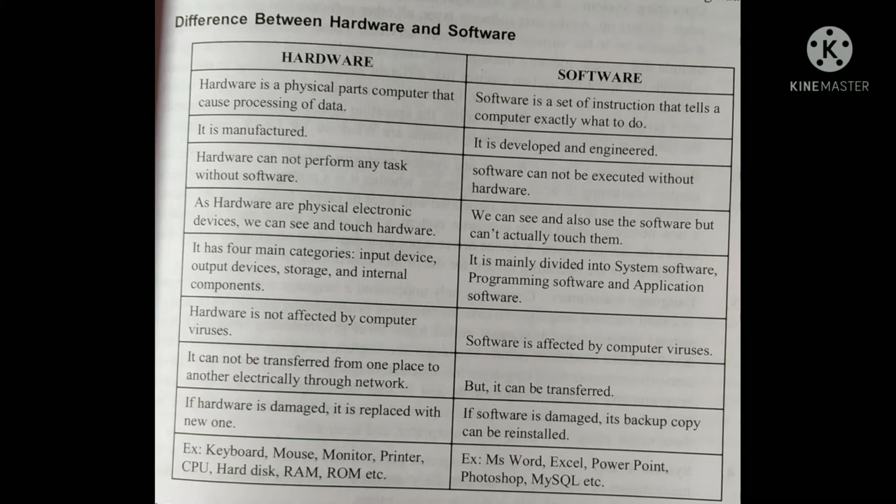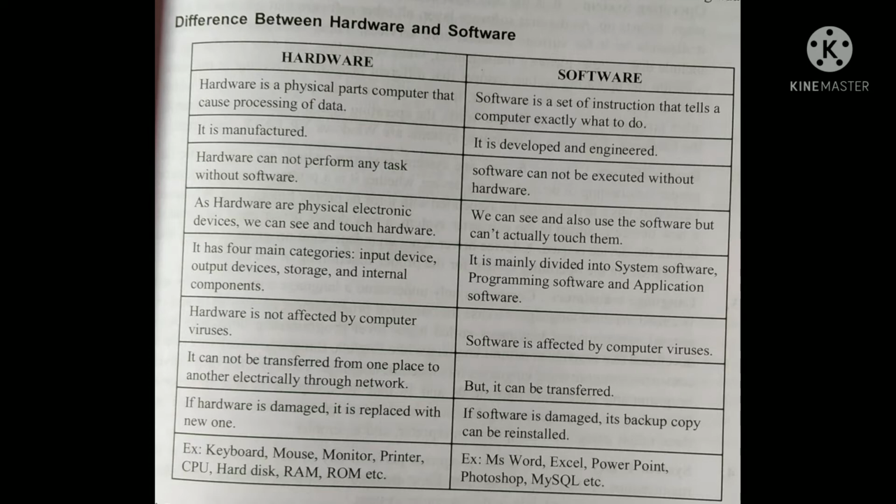Classification of computer software. Computer software is classified into two broad categories: system software and application software. What is system software?